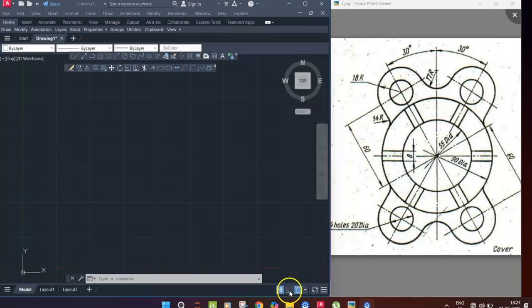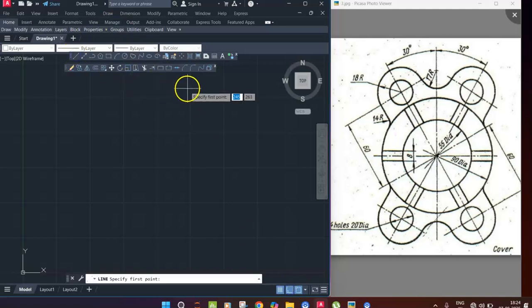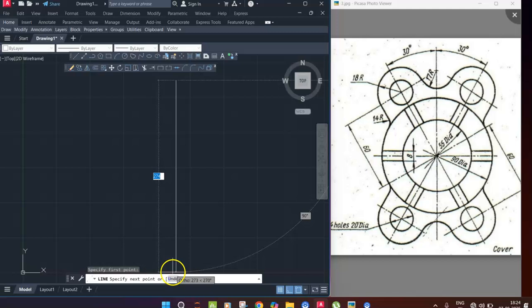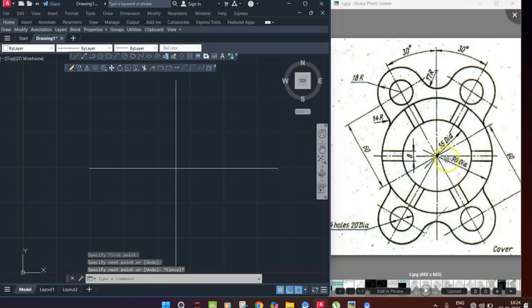Make sure that ortho is on. Draw the horizontal, vertical. Carefully observe the design.